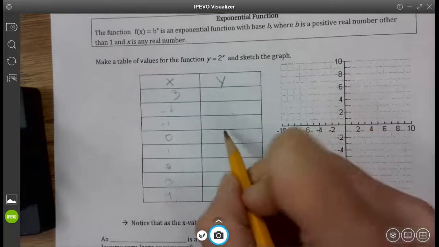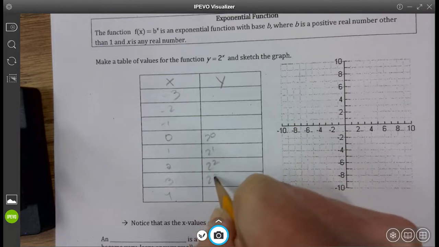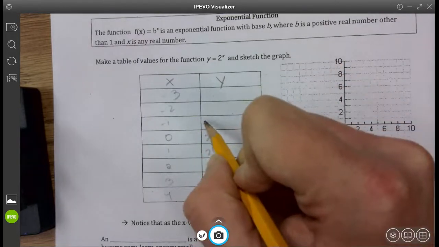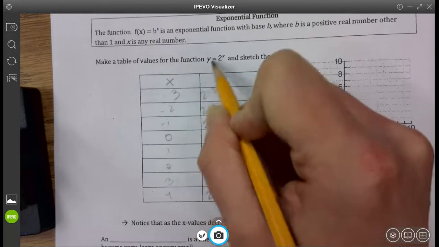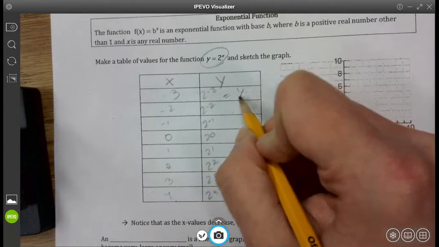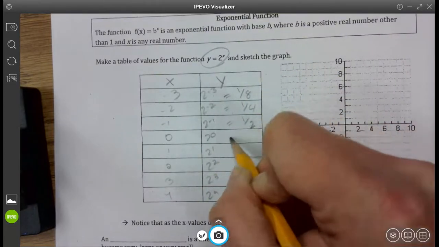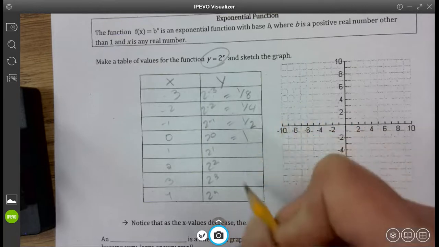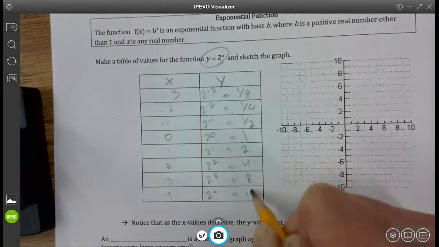2 to the 0 power is what we're doing. 2 to the first power, 2 to the second, 2 to the third, 2 to the fourth, 2 to the negative first, 2 to the negative second, and 2 to the negative third are what you're going to do. So this is going to be 1/8, 1/4, 1/2, 1, 2, 4, 8, 16.